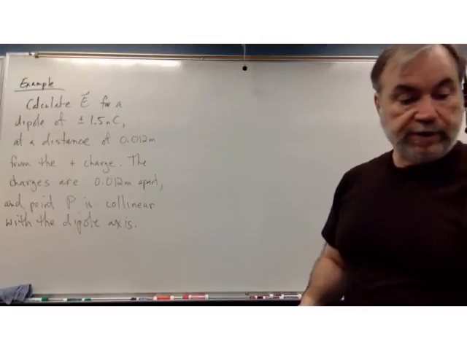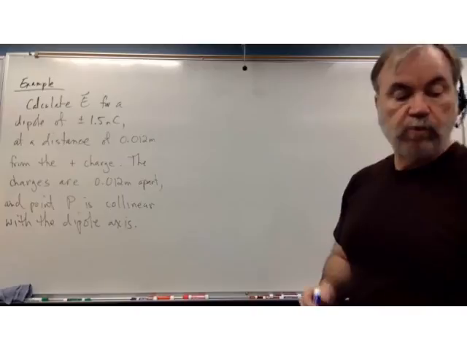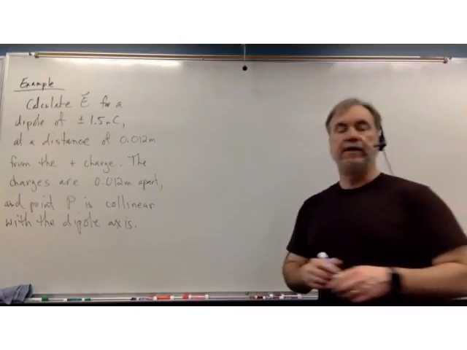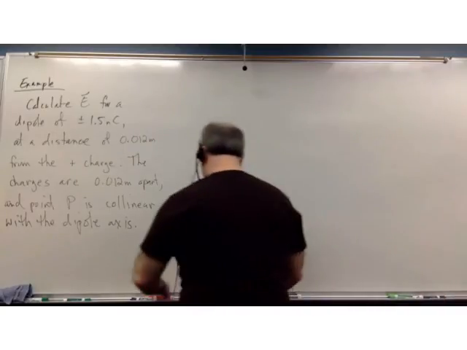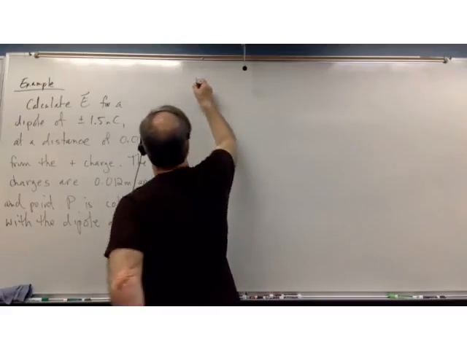The point P is located 0.12 meters from the positive charge. It is therefore 0.024 meters from the negative charge. In other words, what we have, step 1, draw a diagram.